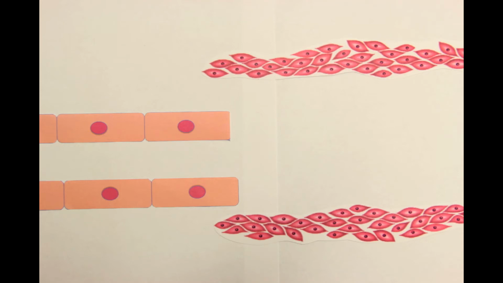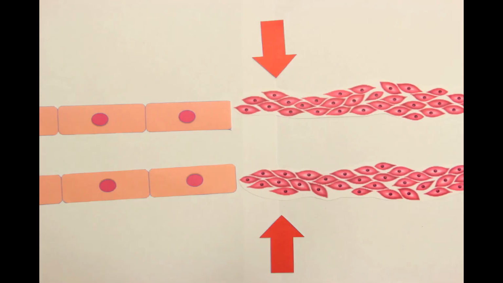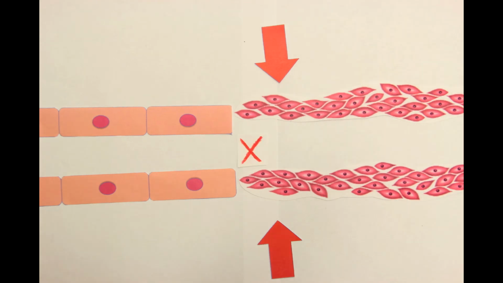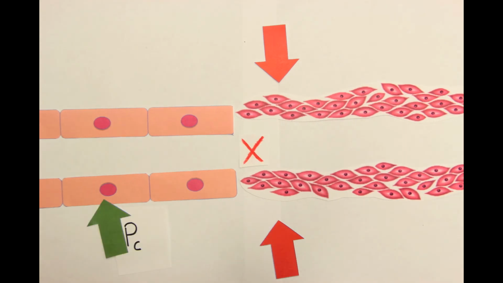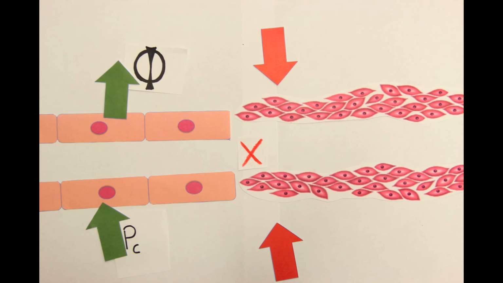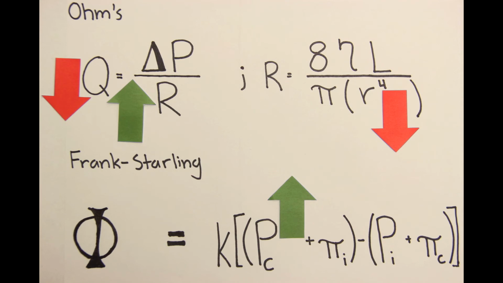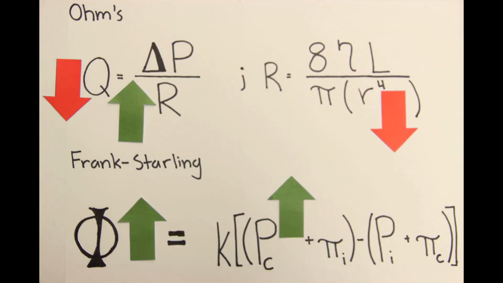ADH also causes vasoconstriction in the veins. Vasoconstriction of the veins causes less fluid to leave the capillaries. This increases capillary pressure, and this causes an increase in Phi. The increase in Phi causes an increase in weight.